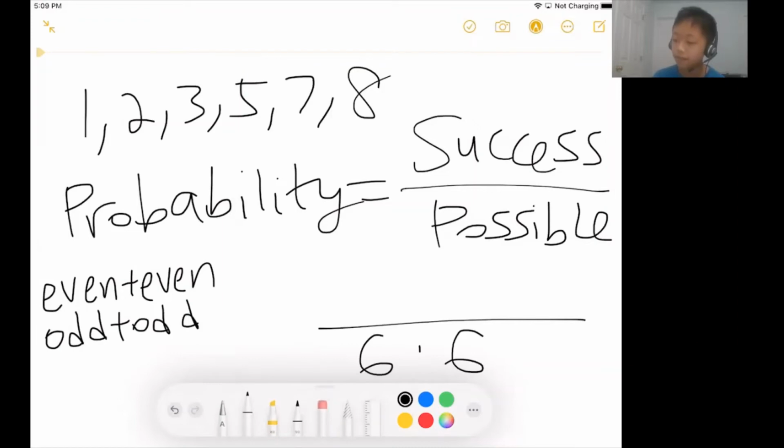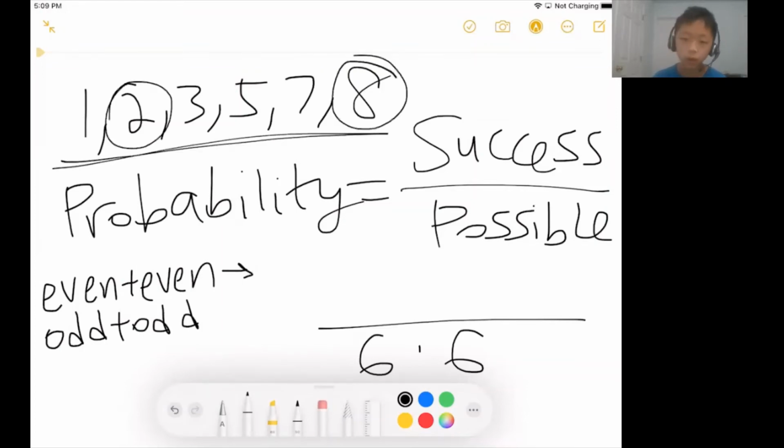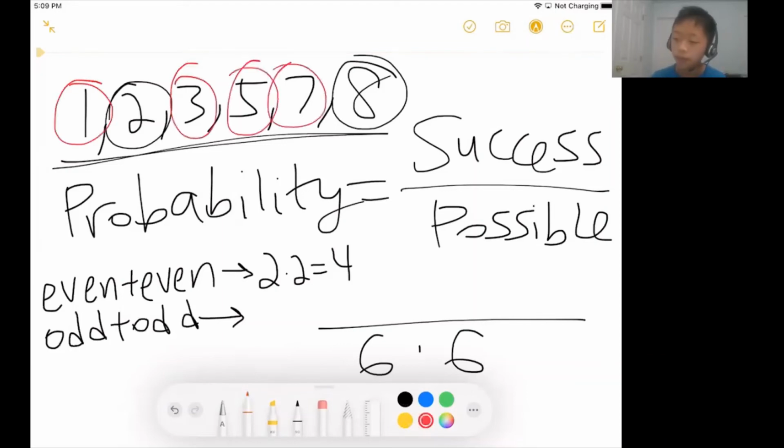So if the two numbers rolled are both even, notice that the only even numbers out of these 6 numbers are 2 and 8. So the total number of possibilities would just be 2 times 2, which is 4. The other case is if you roll 2 odd numbers. Now, if you roll 2 odd numbers, notice that there are 4 different odd numbers that you can roll. So there would be 4 times 4, and this would equal 16 ways to roll 2 odd numbers.